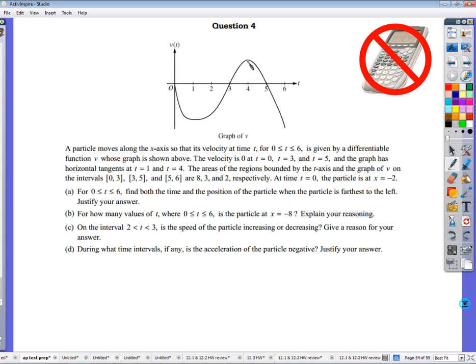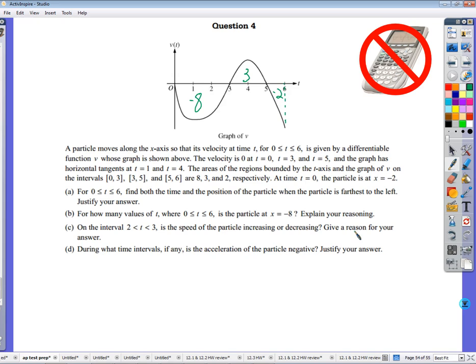The areas of the regions bounded by the t-axis and the graph of v on the intervals 0 to 3, 3 to 5, and 5 to 6, dotted line there, are 8, 3, and 2, respectively. So this is 8, and I get to make it negative, right? So what does that mean? This area from 0 to 3 is negative 8, so what does that mean the particle has done? It's moved left 8. Okay? And the next is 3, and this is 2, we'll take it to be negative.